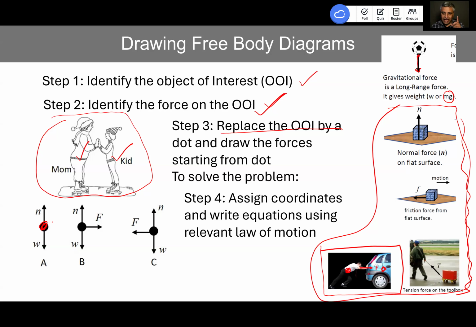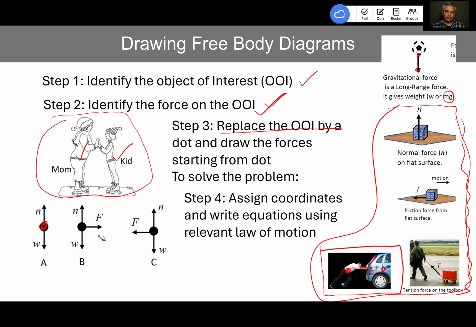And these forces have to be drawn starting from the dot, not ending at the dot. So this arrow shouldn't be ending here. Rather, you can move this arrow over here and draw it there. It's the same thing. Okay. So we don't draw like this. Rather, we draw all these arrows, as you can see, starting from the dot.